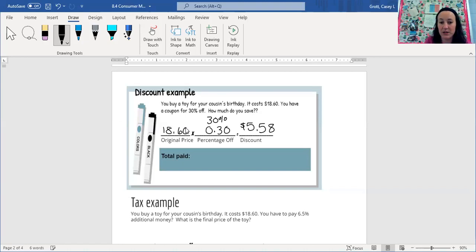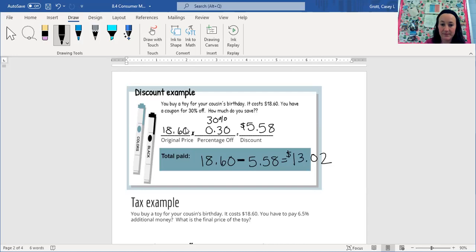So my discount was $5.58. Love saving money. So my total paid, I started at $18.60. My discount was $5.58. If we saved money, should our cost be going up or should our cost be going down? It should be going down. We saved money. So I'm going to subtract. 18.60 minus 5.58 is going to be $13.02. This is how much we actually ended up paying because we saved money.